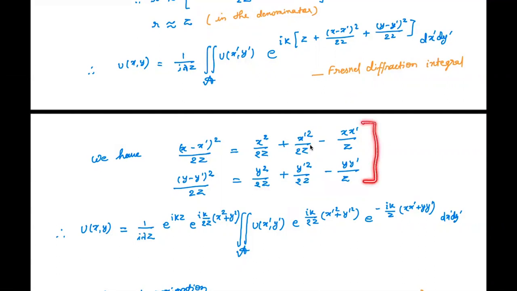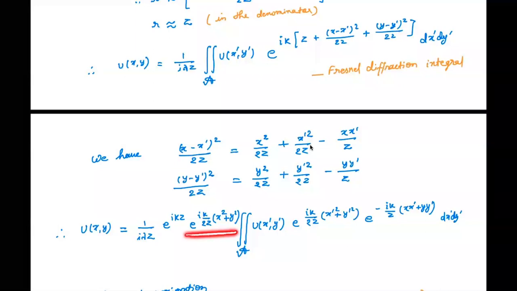Once expanded, let's put these back in this formula. Then what do we get? Of course, we have our e to the i k z over i lambda z. Since this doesn't depend on x prime, y prime, we can take it outside the integral. So that's what comes here. u(x prime, y prime) remains here. Now, I have contributions like x squared by 2z, y squared by 2z. These do not depend on x prime, y prime. Hence, I can take them out. So these are now e to the i k over 2z times (x squared plus y squared), which is outside the integral.